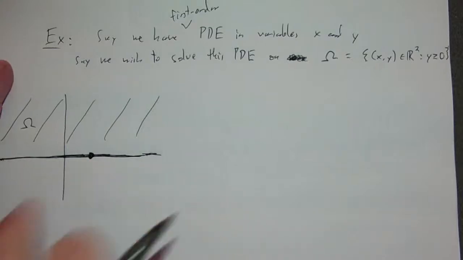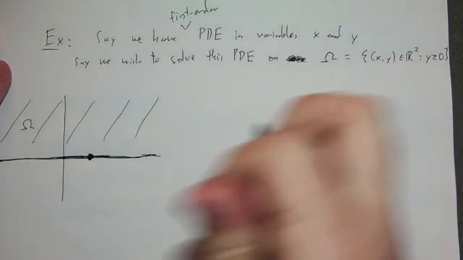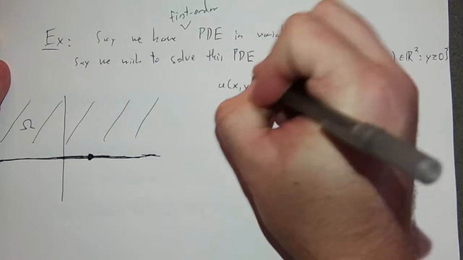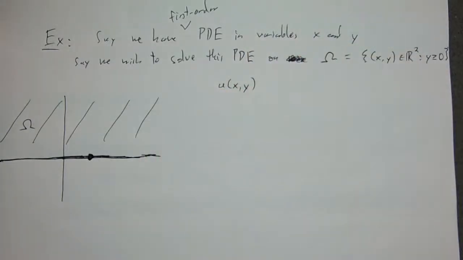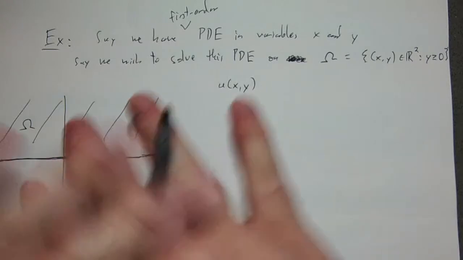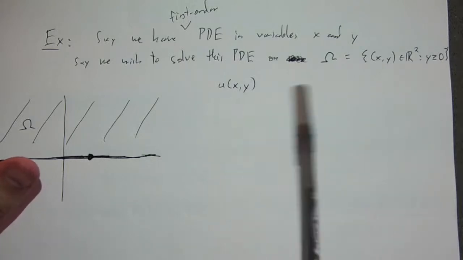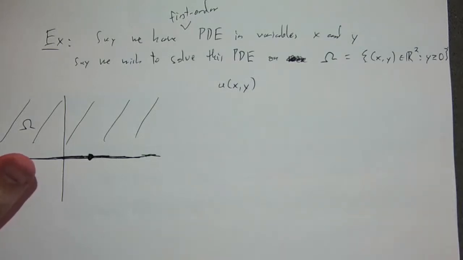So let's say that u of x, y is the unknown function that solves this PDE. Notice I haven't even written out a PDE. I'm just saying some first order PDE. I want to find the general solution, right? I want to find a u of x, y that solves this PDE, and so any solution to that PDE has to be of the form that I find.